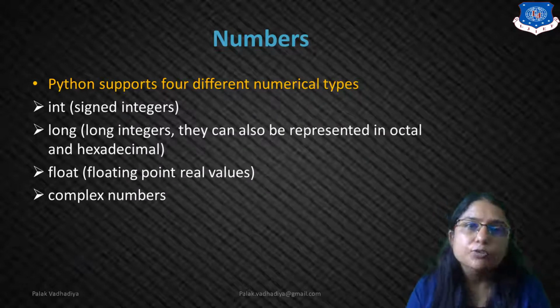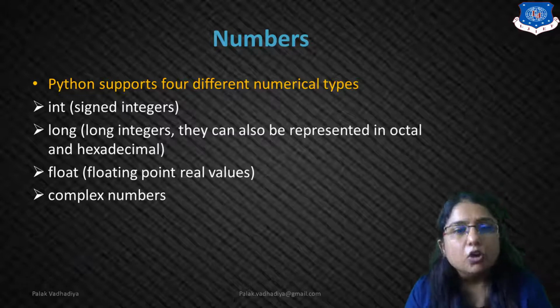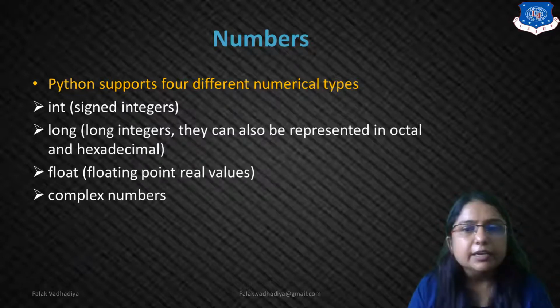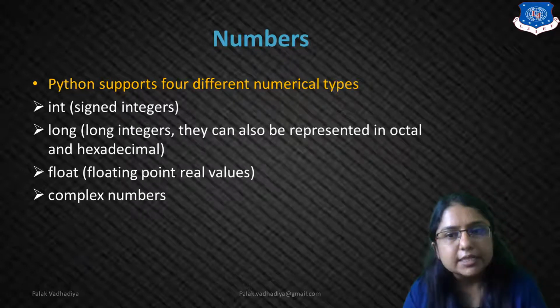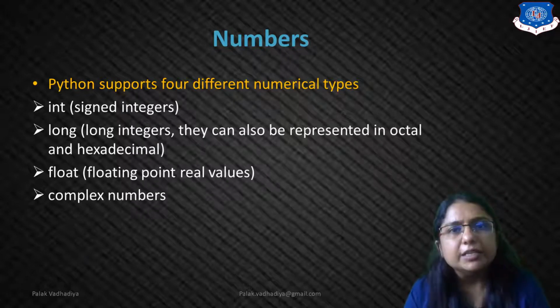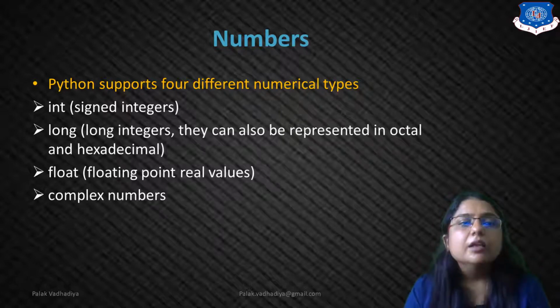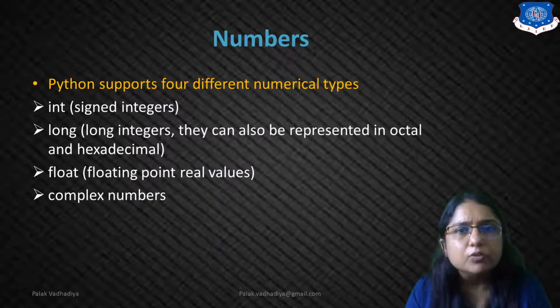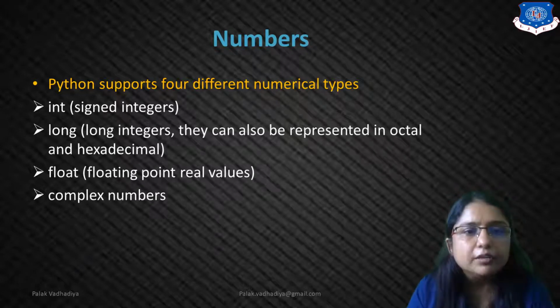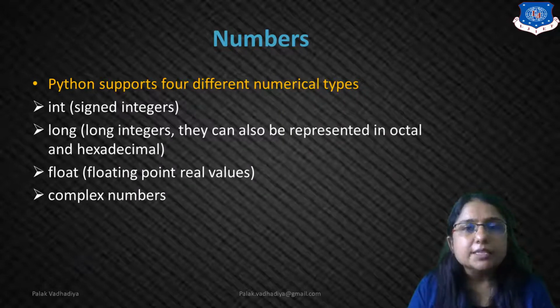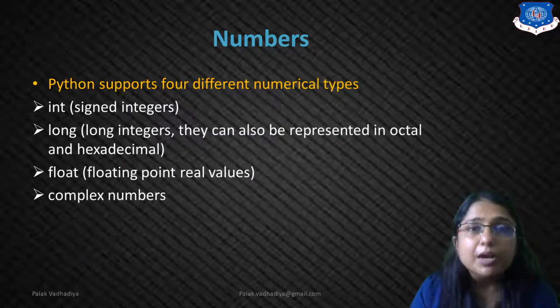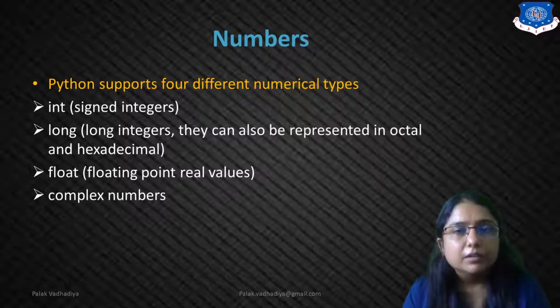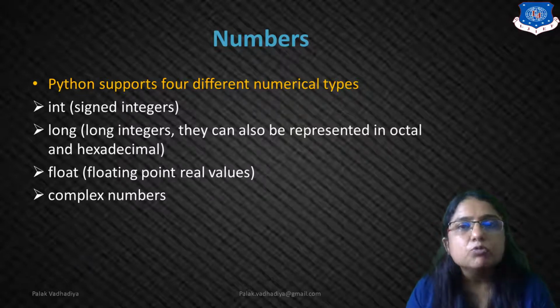One is the integer. You know what the integer is. Then a long, that is a long integer. They can be represented in octal or hexadecimal. Now you know this very well: binary, octal, hexadecimal. Now float. For example, 1.2, 5.5, where you want to assign a value like this, at that time you have to use floating. And then complex number, where you have some real part and some imaginary part. Right, sometimes it may happen. Suppose the value of a is 1 plus 2j, 1 plus 3j. At that time we will use complex numbers.